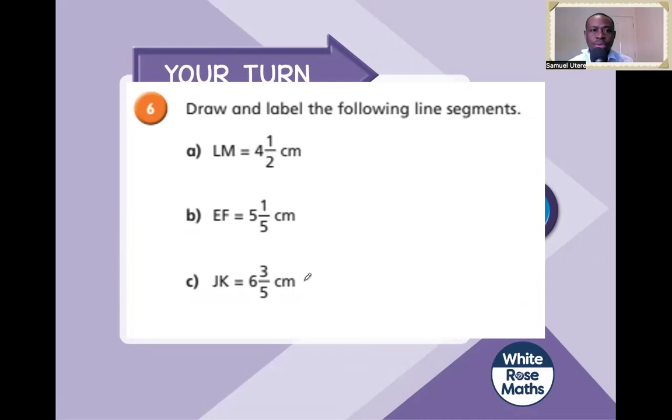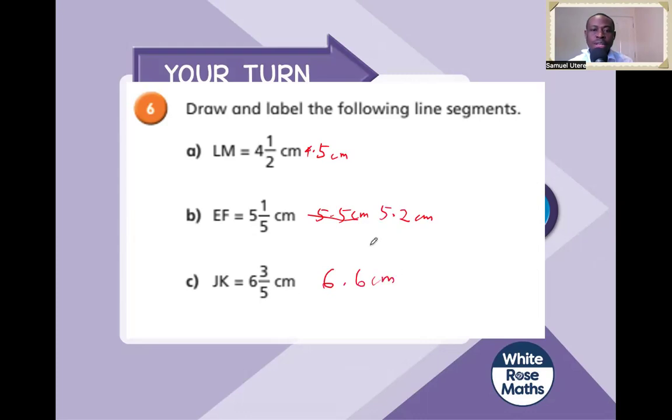So here you were asked to draw and label the following line segments. To draw and label them, you simply mark, you're converting these to decimals. So you're measuring 4.5 for this one. You're measuring 5.5. And 4.2 because 1/5 is 0.2. And then 3/5, you remember a fifth is 0.2, so 3/5 should be 0.6, so you're measuring 6.6.